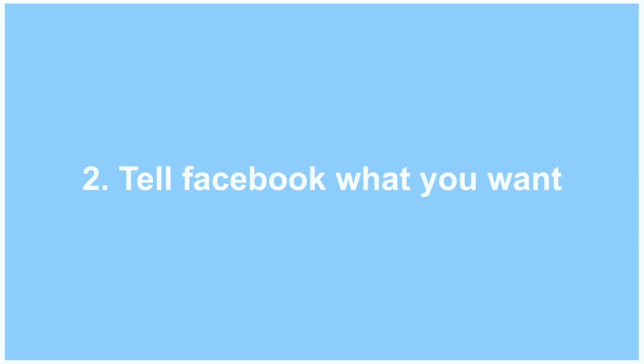Number 2 is telling Facebook what you want. So you're going to see when you're advertising on Facebook that if you just tell them what you want, right? I want purchases. I want people who are only in the US. I want people who are only interested in dogs. I want people who are only interested in dog related brands. Then Facebook's going to find those people for you. And eventually over time, if you tell them what you want, they will do it.